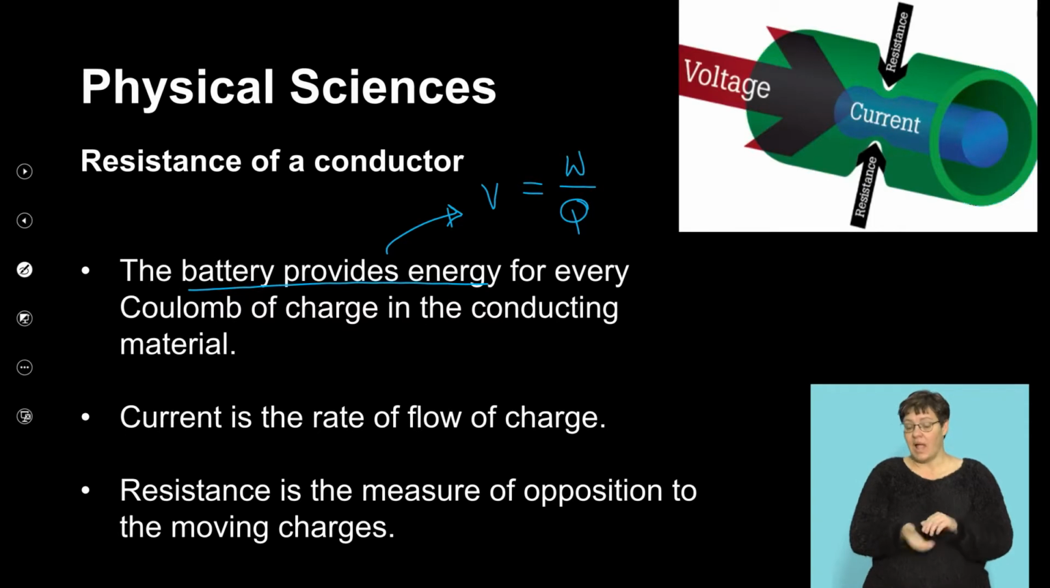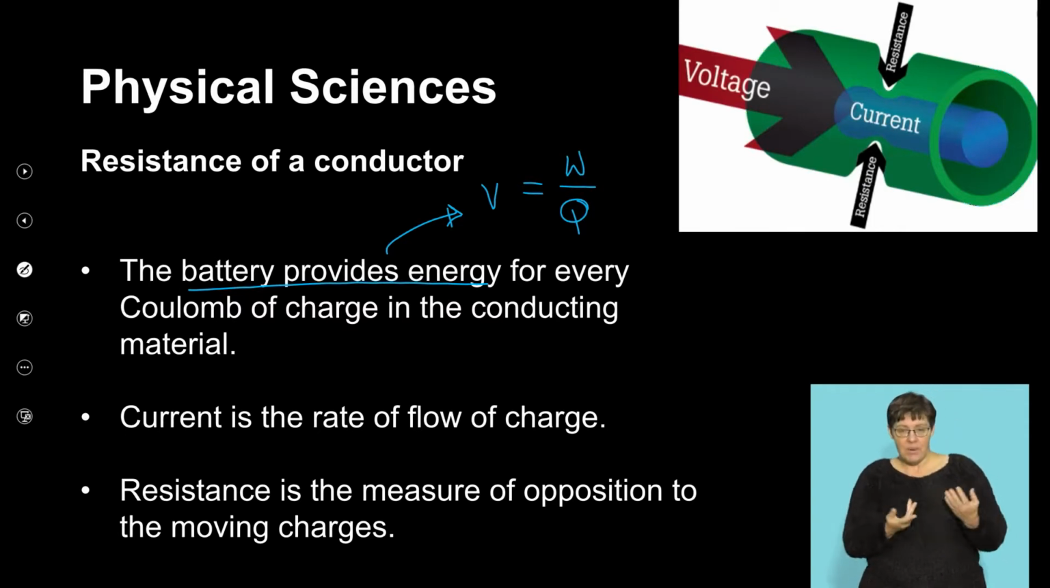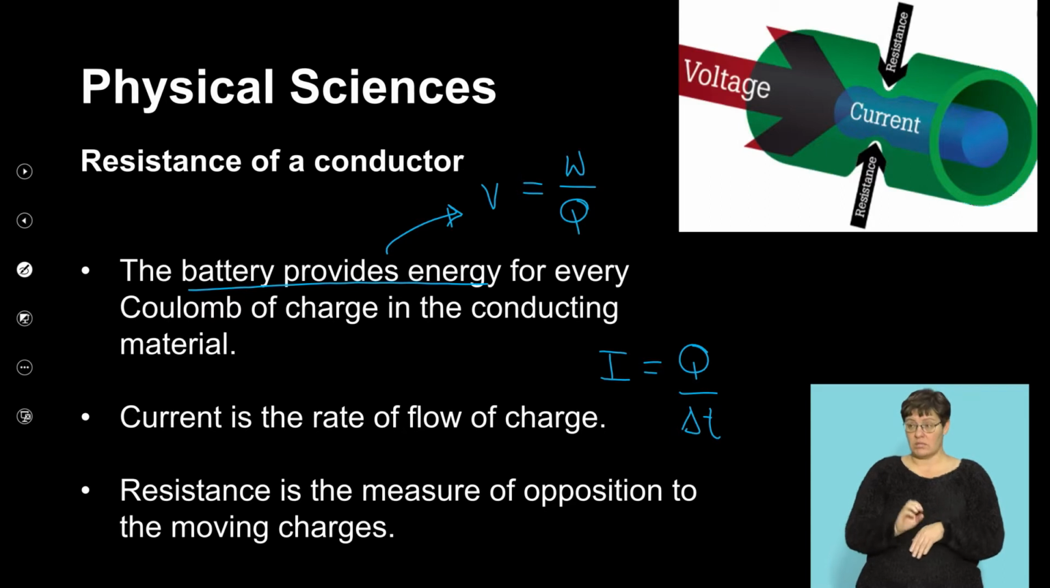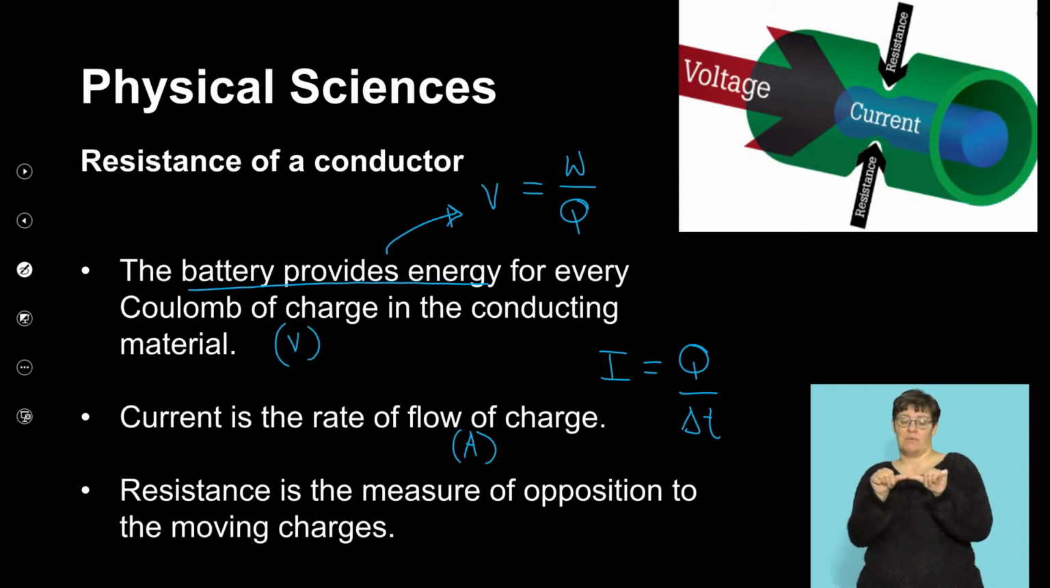Now, we know also that current is the rate of flow of charge. So mathematically, we've got this equation, I equals Q over delta t. So the moment we have charge passing through a point per unit time, we can talk about current. Current is measured in amperes, while voltage is measured in volts. So this is what we already know.